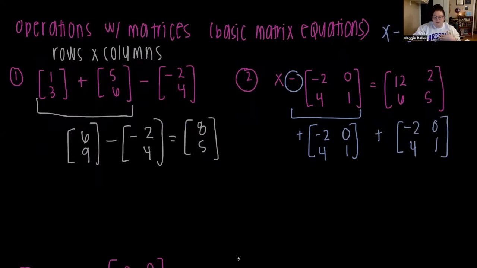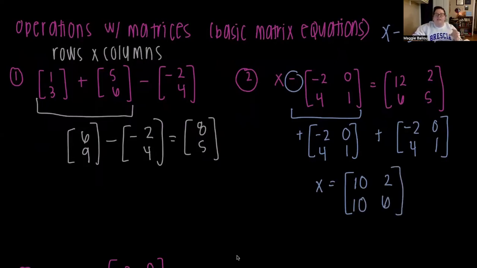Dimensions are the same. So that means x is equal to, and again, top left 12 plus top left negative 2 is a 10. Top right 2 plus top right 0 is 2. Bottom left 6 plus bottom left 4 is 10. And bottom right 5 plus bottom right 1 is 6. And that's it. That's how you solve for x.